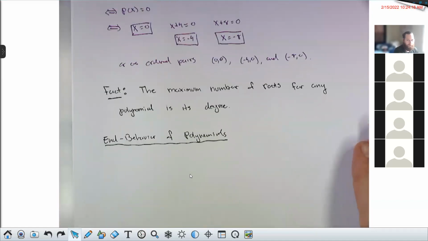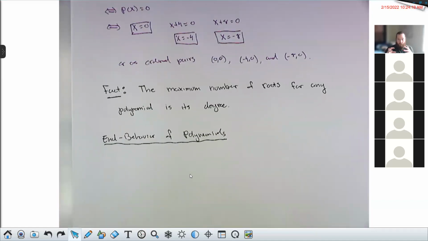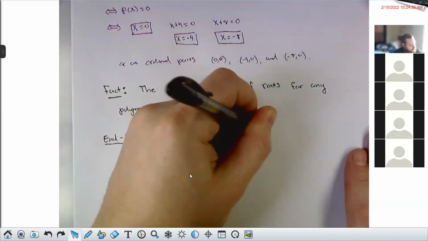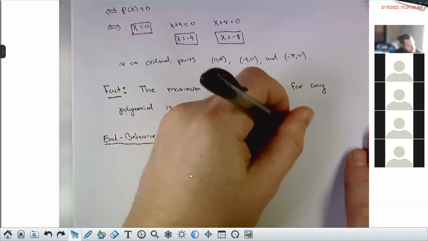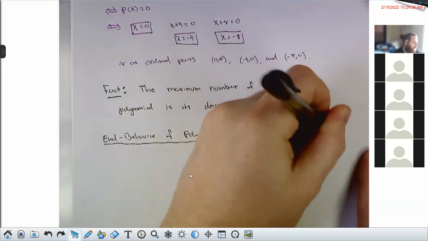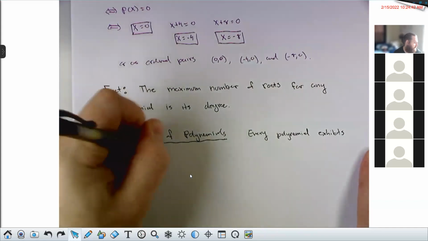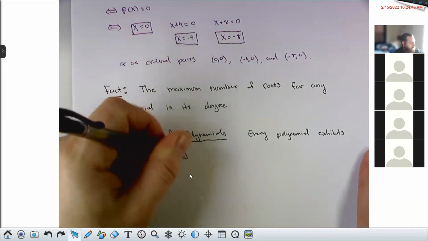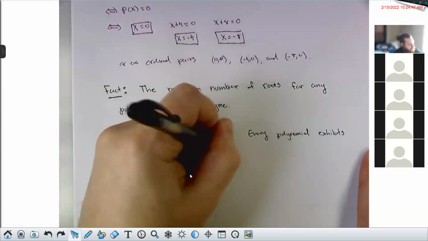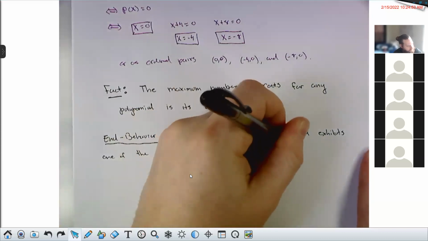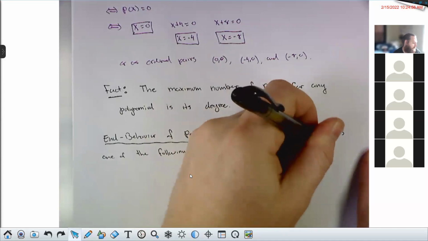The graphs of polynomials can be quite complicated if you look near the origin. But if you look very, very far away from the origin, they all have the same basic shape. Every polynomial exhibits one of the following graph shapes when zoomed way out.